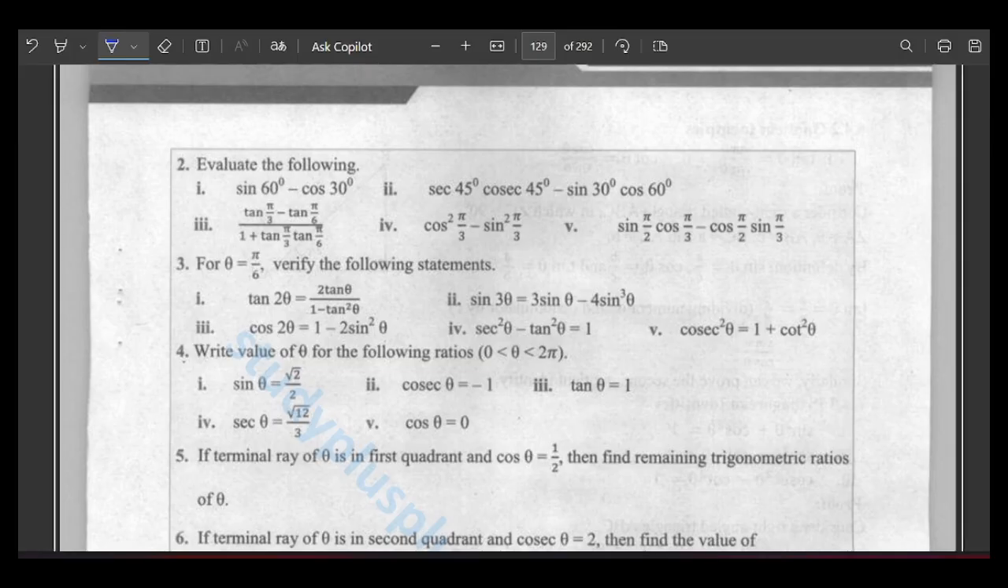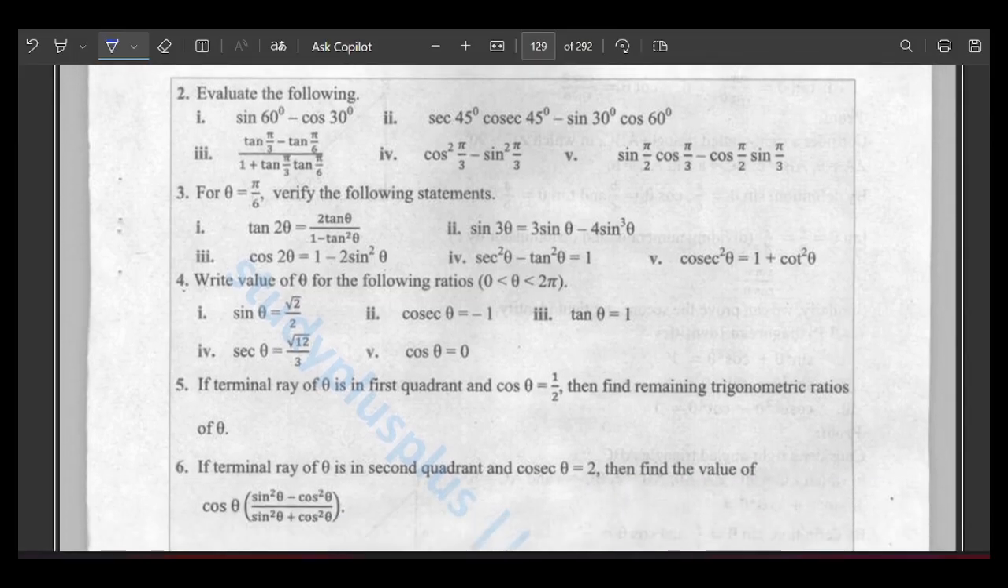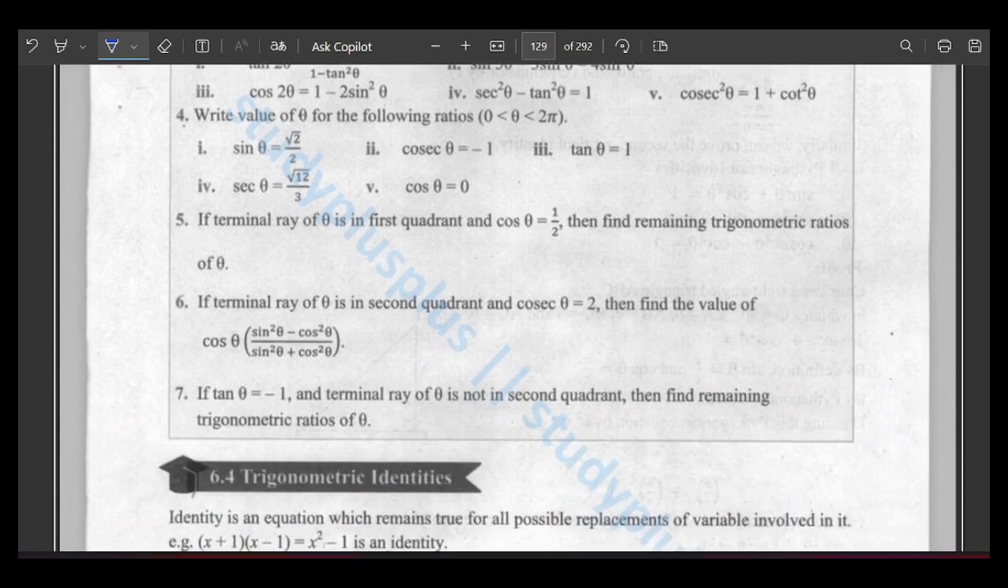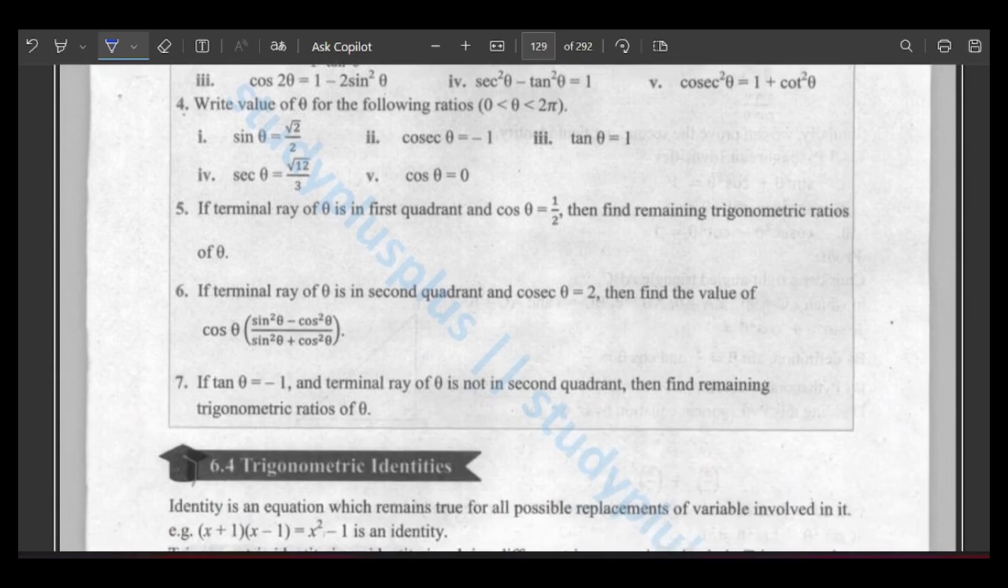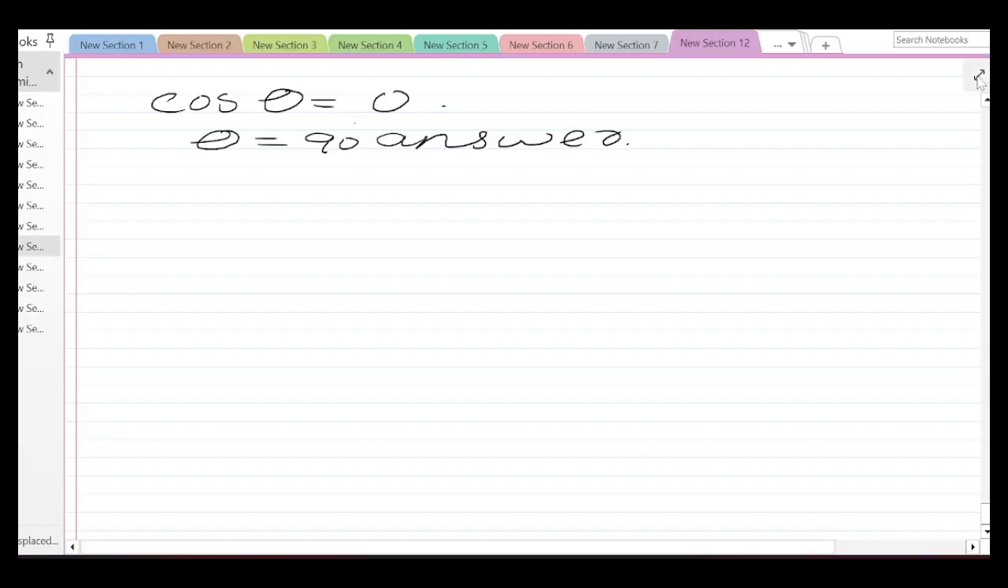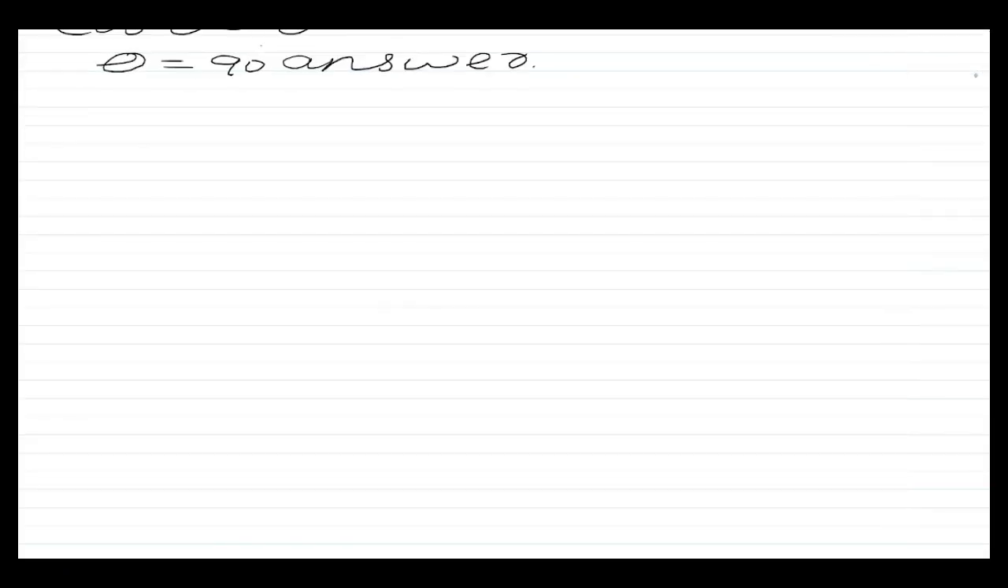Okay. Now we need to move on to question number 5. Question number 5, what does it state? It states that if the terminal ray of theta is in the first quadrant and the cos theta is equal to 1 by 2, then we need to find the remaining trigonometric ratios of theta. So let's solve this question. So we know that the cos of theta is equal to 1 by 2.